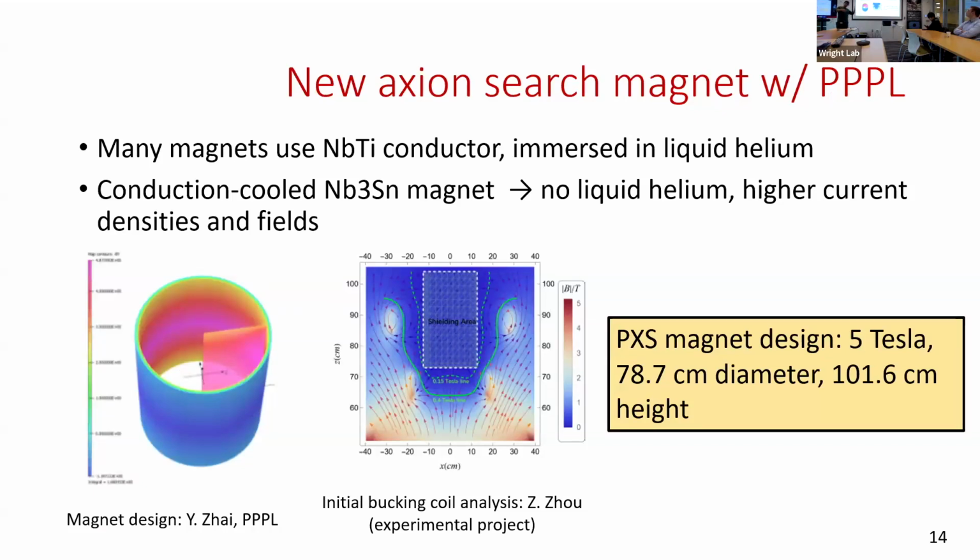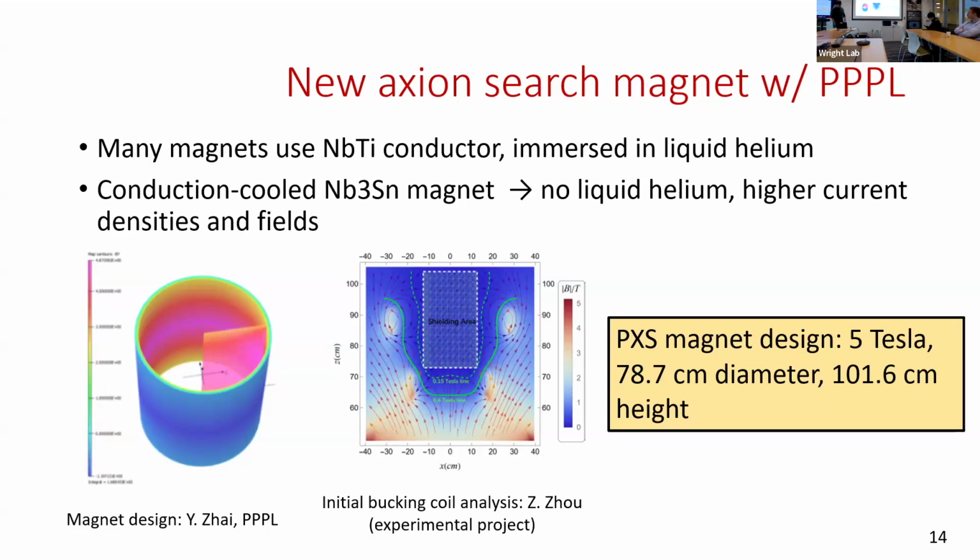So as I alluded to, there's sort of three big elements to an axion search. There's this magnet, there's this resonator, and then there's this readout element. So I'll start with the magnet. In collaboration with PPPL, we are building a new axion search magnet.